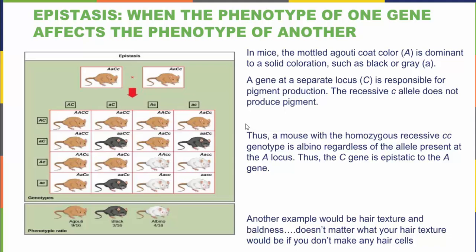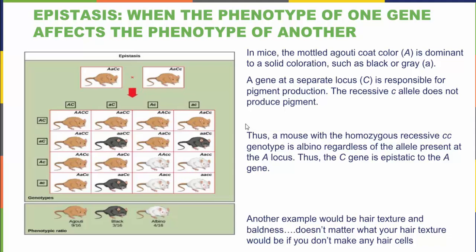Okay, another important genetic vocab word, I know you're probably sick of them, is epistasis. Epistasis is when the phenotype of one gene affects the phenotype of another. In this example, they have this mouse coloring, and you can either have this mottled, which means kind of patchy coloring, or you can have solid coloring. And then a completely different gene has the ability for pigment production.